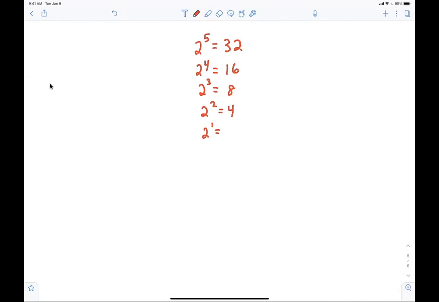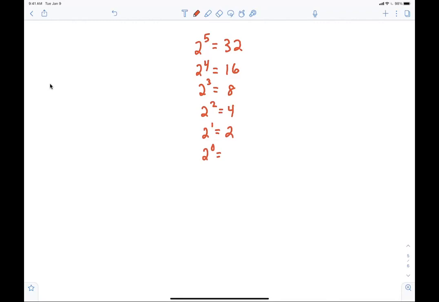Now, here's how they figured out anything to the 1st power. What is 2 to the 1st power? It's the same number. Exactly. So 2 to the 1st is 2. Now, here's the mistake most people make: they don't think clearly when I ask the next question. If I said, what is 2 to the 0? 0? Well, it can't be 2 because 2 to the 1st is 2.